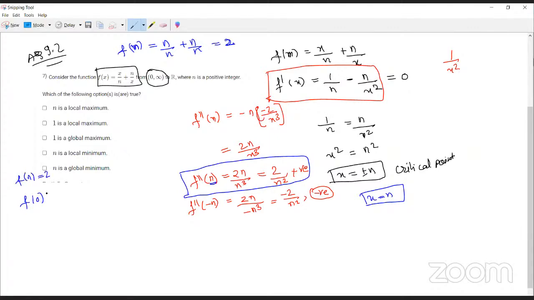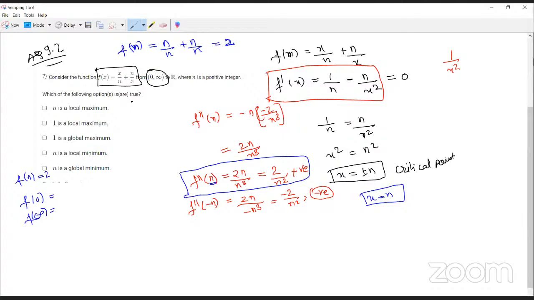So what will I get for f of 0? Those points are not included, but if we include that, it is 0 by n plus n by 0, so it will be 0 plus infinity, which is infinity, right? It is not defined at that particular point, because these points are not included in the range.